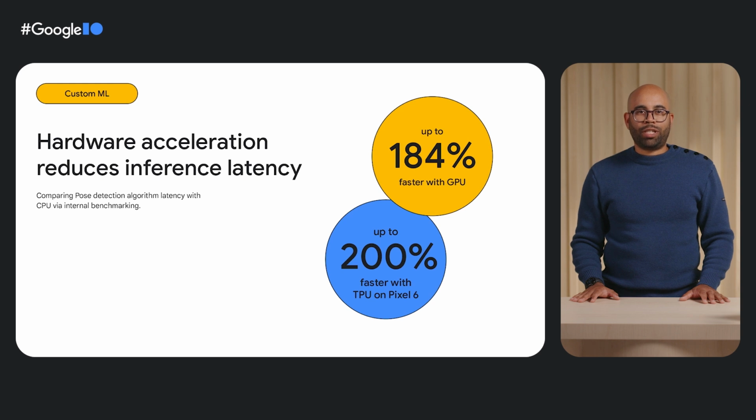In testing a pose detection model on Pixel 6, we noticed that the inference was 180% faster on GPU than CPU, and up to 200% faster on Pixel 6 TPU, freeing up your CPU for other features. TensorFlow Lite delegates are integrated with TensorFlow Lite in Google Play services, and they are the best way to implement hardware acceleration in your app.